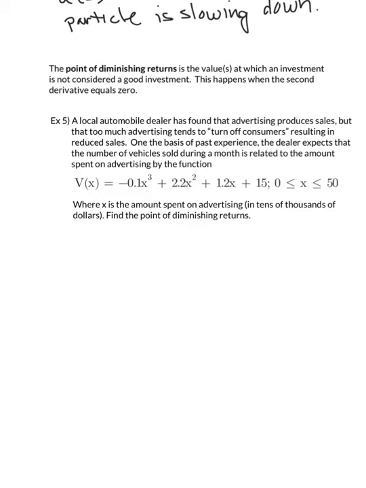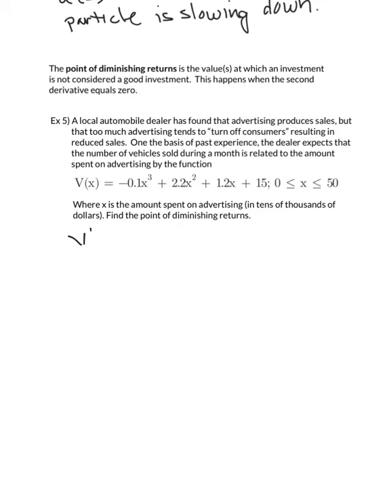v of x equals negative 0.1x cubed plus 2.2x squared plus 1.2x plus 15. And this is true for all values of x from 0 to 50. X is the amount spent on advertising in tens of thousands of dollars. We are to find the point of diminishing returns. Remember, by definition, the point of diminishing returns is where the second derivative is 0.